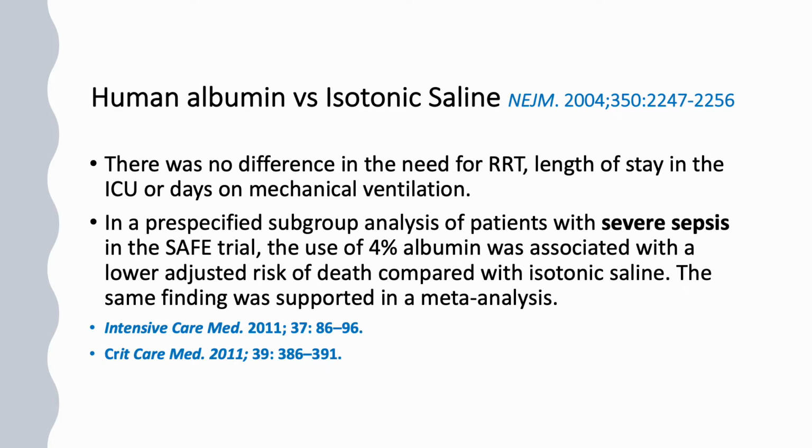Now, there was also no difference in the need for renal replacement therapy, no difference in length of stay in the ICU or days on mechanical ventilation. In a pre-specified analysis in patients with severe sepsis in the trial, 4% albumin was advantageous. It was associated with a lower adjusted risk of death compared with isotonic saline. Now, this finding was bolstered by the same finding in a meta-analysis, and you can find both references on the screen. So in other words, human albumin might have an advantage in patients with severe sepsis.